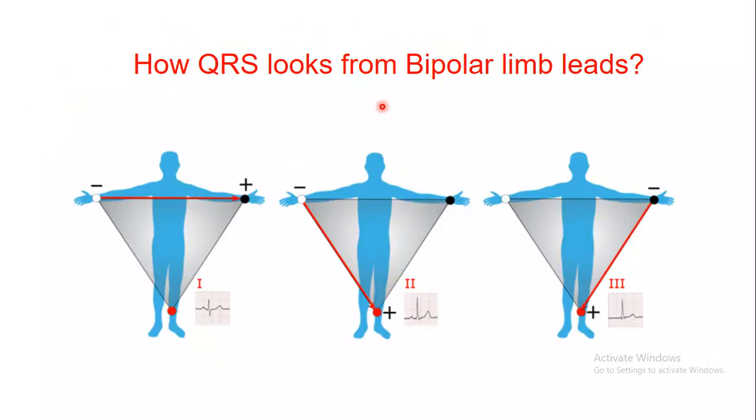So how does QRS look from the bipolar limb leads? As we said before, lead 2 and lead 3 are in the same direction as the current, downwards, so they will record a positive QRS complex, while similar to aVL, lead 1 is midway between the directions of current, which is towards the left, but the direction of the current is also downwards, away from lead 1, so it will create a biphasic QRS, RS, like aVL.